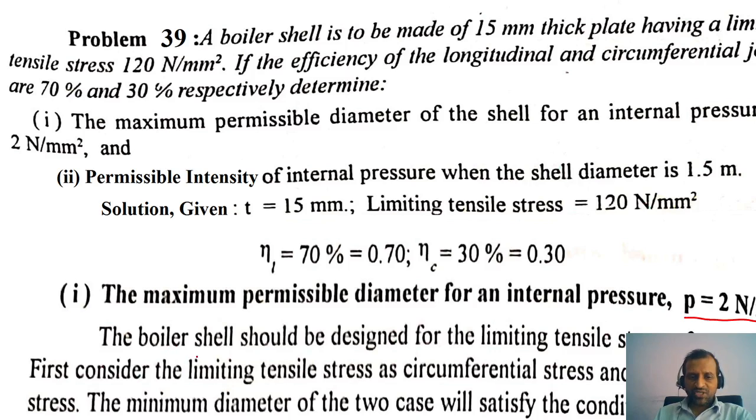The boiler shell should be designed for the limiting tensile stress of 120 Newton per mm square. This is given in the problem. So you need to design the boiler which can withstand the limiting tensile stress of 120 Newton per mm square. So first, consider the limiting tensile stress as circumferential stress and then as longitudinal stress. The minimum diameter of the two cases will satisfy the condition.